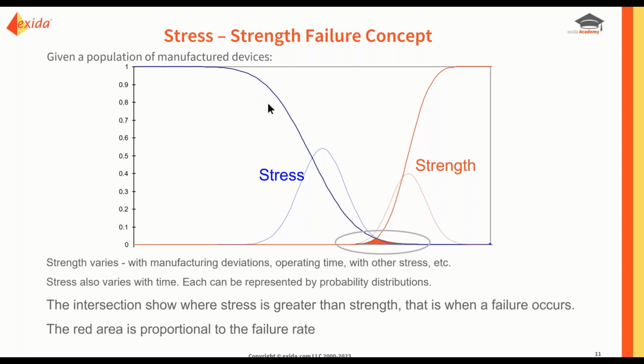Now, if we represent stress and strength with probability distributions, the cumulative probability distribution for strength and 1 minus the cumulative probability, they show an intersection, a convolution. That is where that area is proportional to a failure rate. So think about that concept.